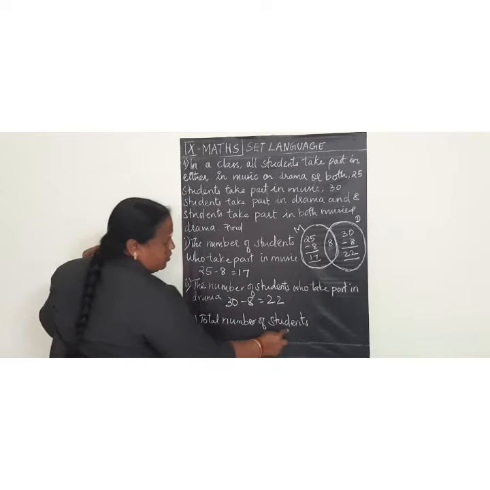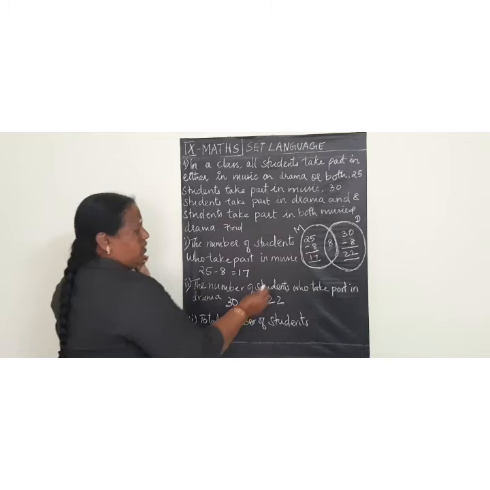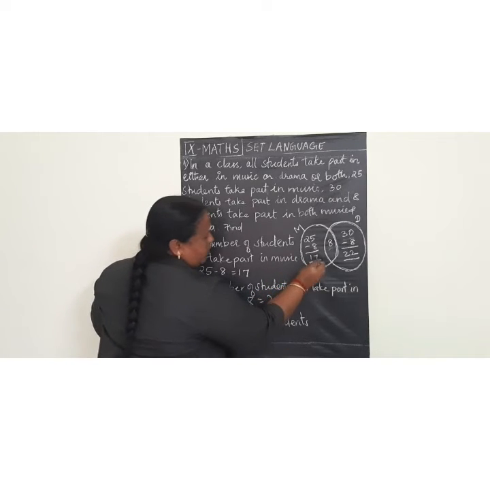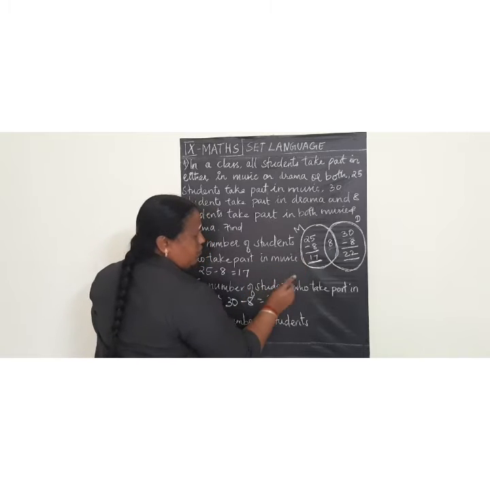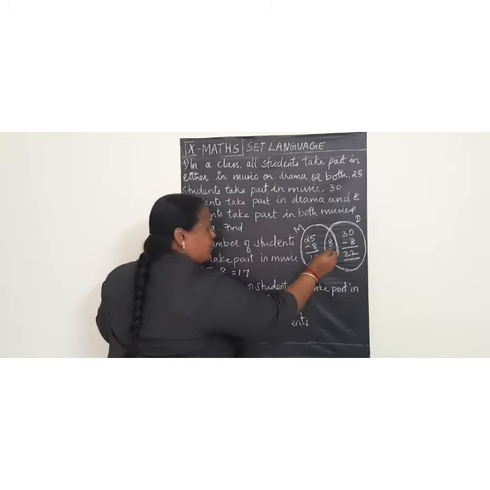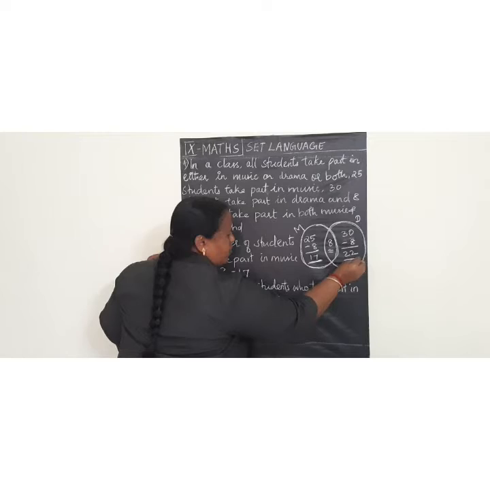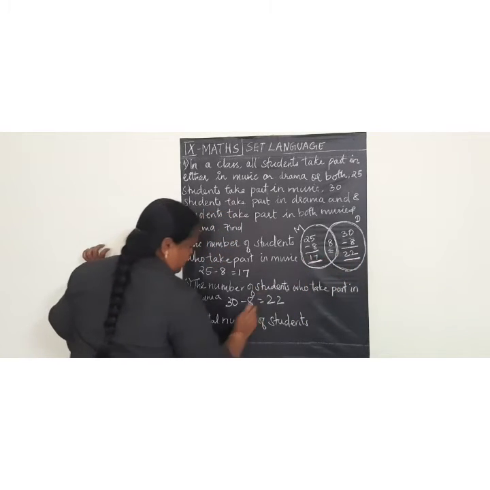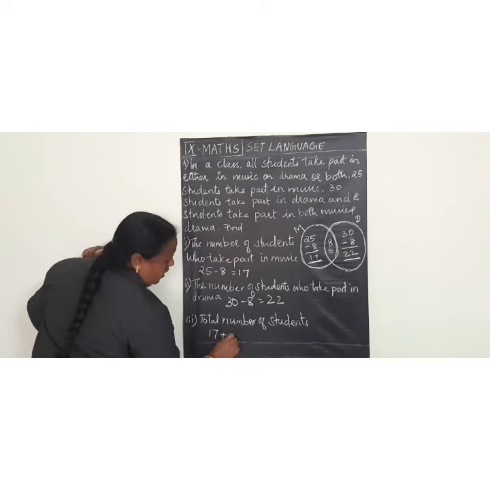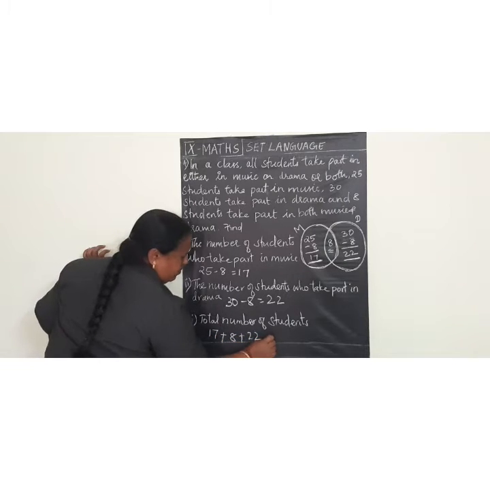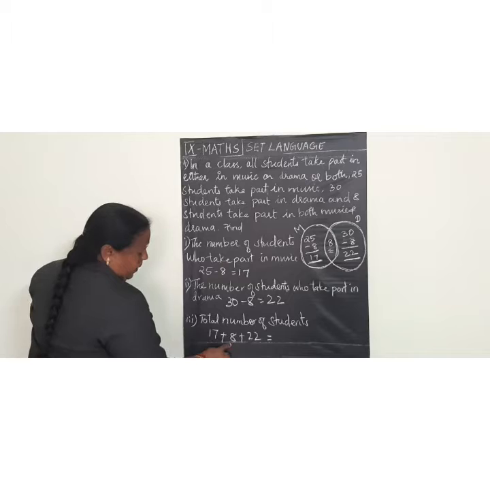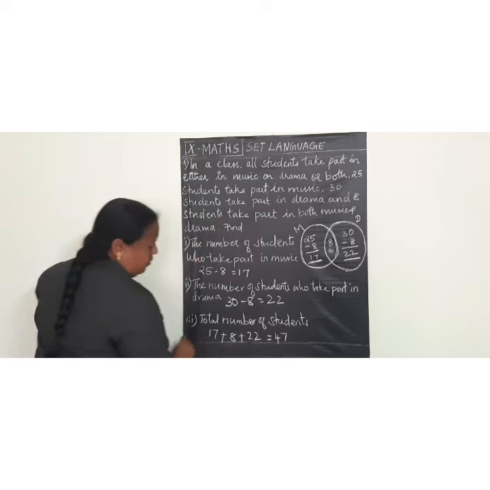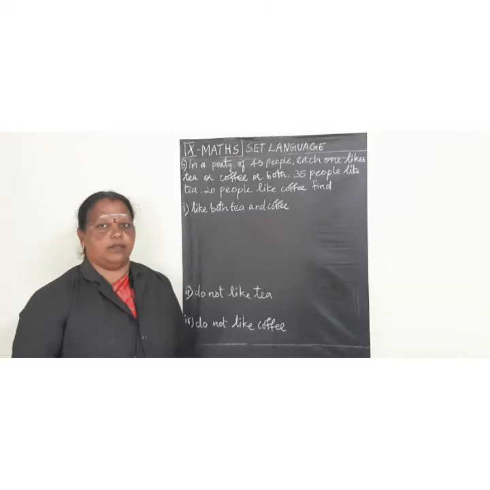Then the total number of students. To find the total number of students, we add the students who took part only in music, 17, the 8 who took part in both, and the students only in drama, 22. So 17 plus 8 plus 22: 17 plus 8 is 25, 25 plus 22 is 47. So now the total number of students is 47.